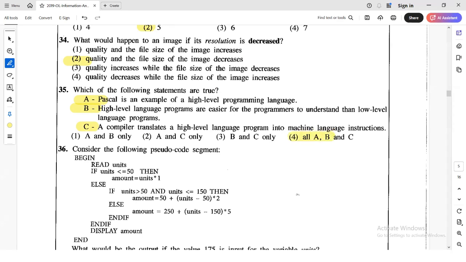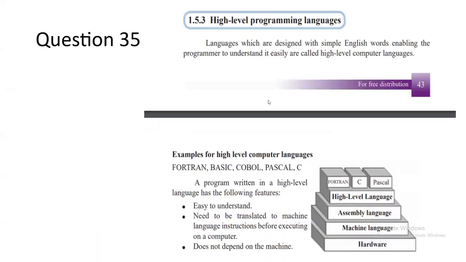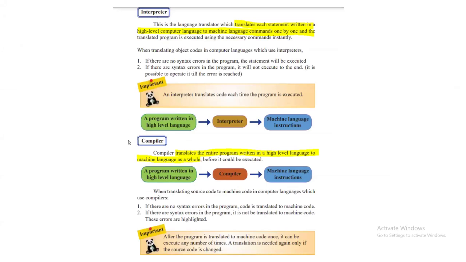But let me quickly show you about some high-level languages, especially the interpreter and compiler, because these two are needed to translate the high-level programming language to the lower-level programming language. The way they do it is different. With the interpreter, if there are no syntax errors in the program, the statements will be executed. If there are syntax errors, it will not execute up to the end. It stops at the place where the error is reached, and up to that point the lines will be executed. So that's the difference between interpreter and compiler.